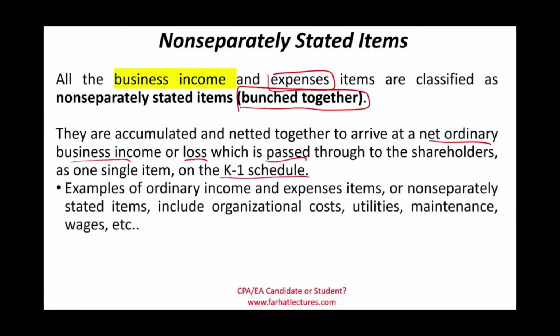What are some examples of them? Well, ordinary income and ordinary expense items, non-separately stated items such as organizational costs, utilities, maintenance, wages. Let me show you what they are. They're on the 1120S first page. Those are the non-separately stated items. What are they? The gross receipts from the business, returns and allowances, cost of goods sold, equal to gross profit, net gain other than net loss from 4797, total income, and so on and so forth.